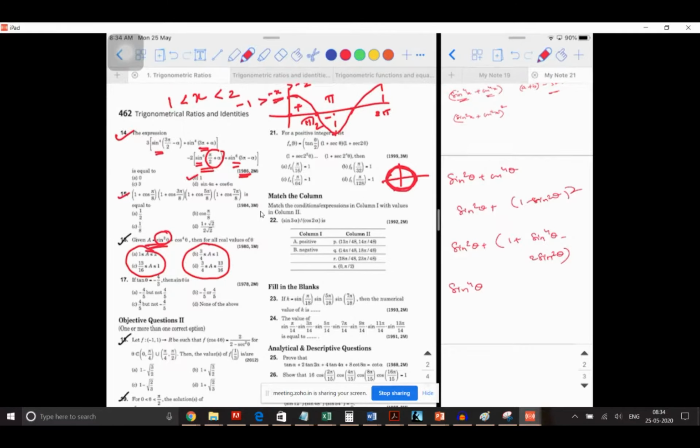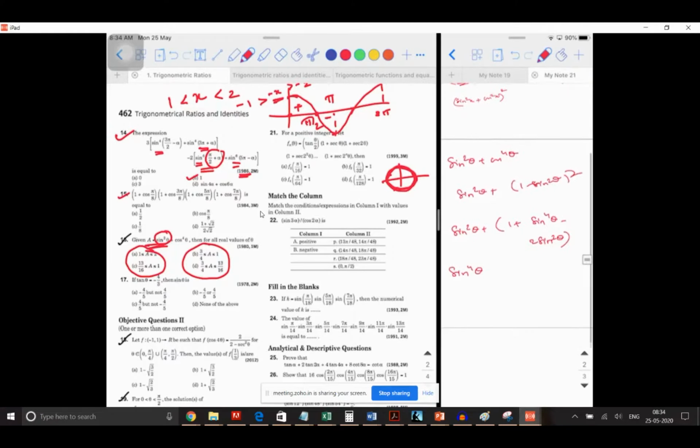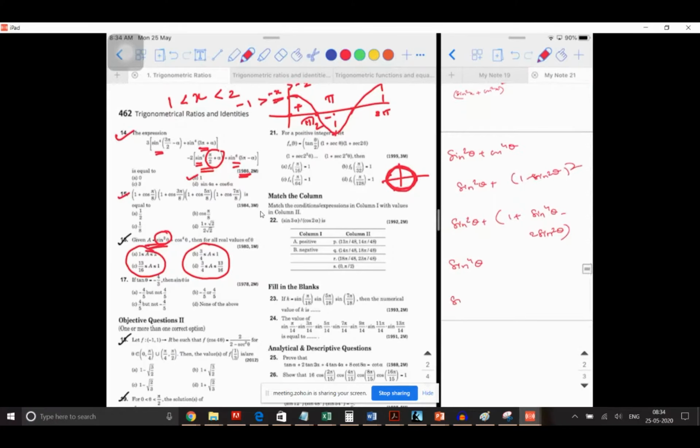Just like the cos power 4 theta. Yes, sir, I did cos power 4 theta. You can write it as cos square theta into cos square theta. I didn't take the square; I just took sin square theta plus cos square theta into cos square theta, which is 1 minus sin square theta. Okay, so you get sin square theta plus cos square theta is 1.